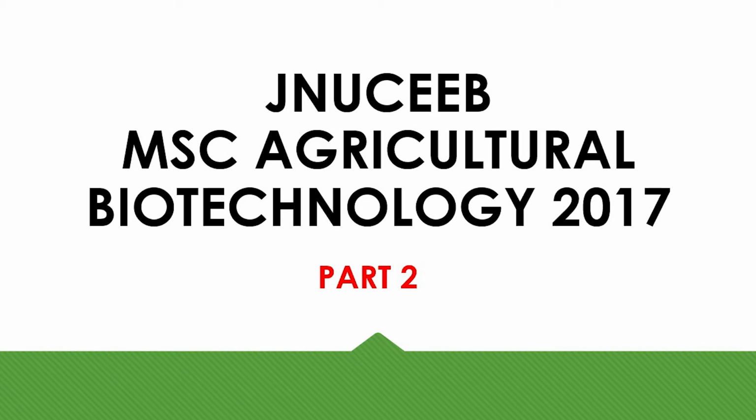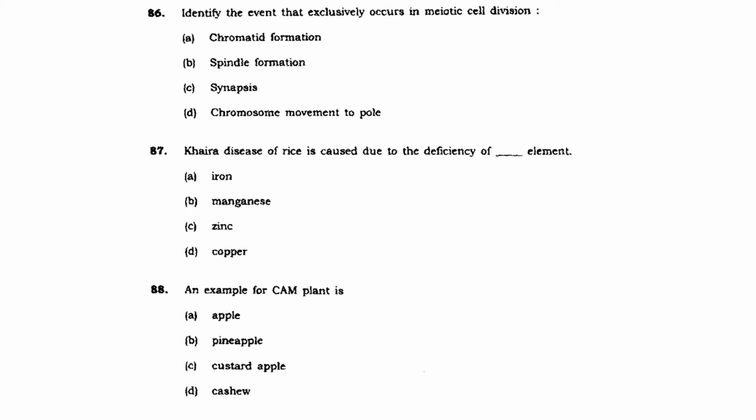Hi guys, in this video we are going to solve some MCQs from the 2017 MSc Agricultural Biotechnology JNU CEB question paper. Number 86. Identify the event that exclusively occurs in meiotic cell division.